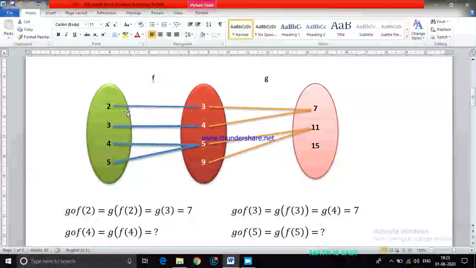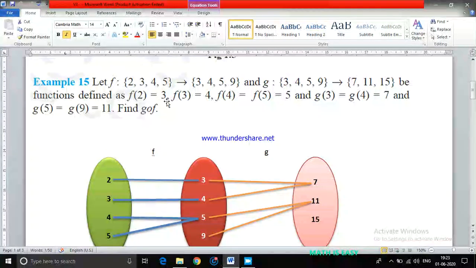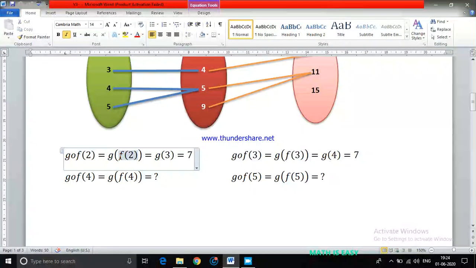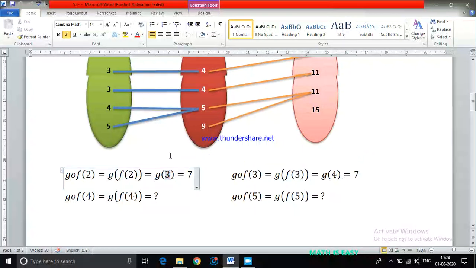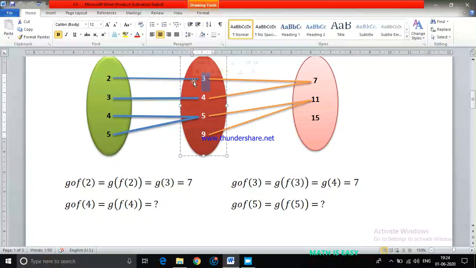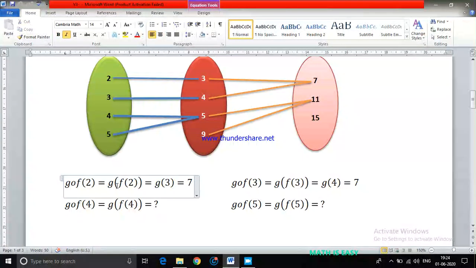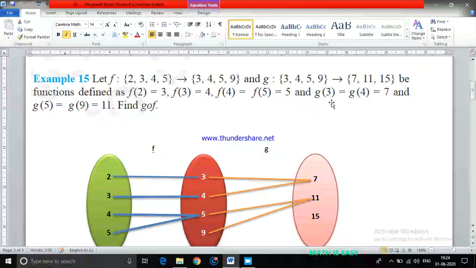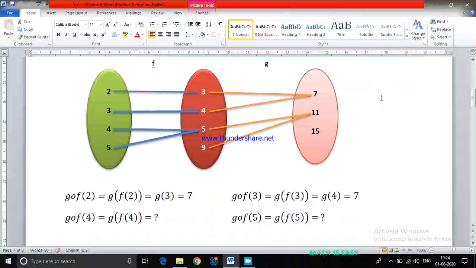I have to find g o f of 2. This can be written as g of f of 2. I know f of 2 value is 3. So in place of f of 2, I can replace that with 3, because f of 2 means 2 is mapping to 3. So you'll get g of 3. What is the g of 3 value? g of 3 value is 7. So g of 3 is 7.